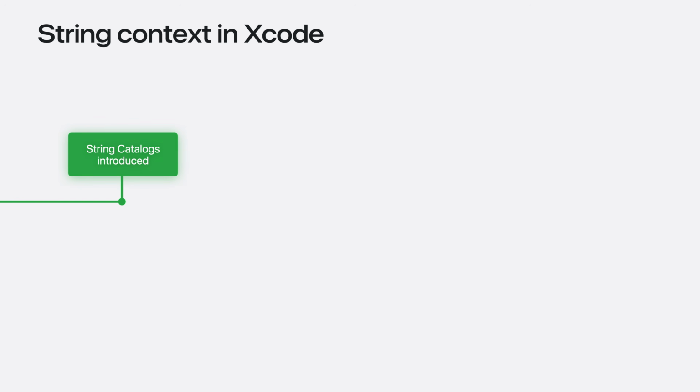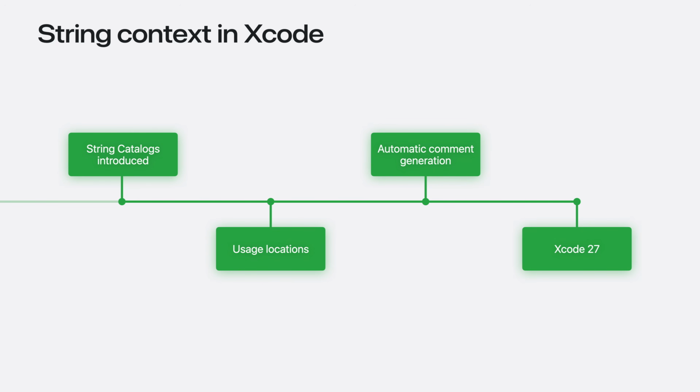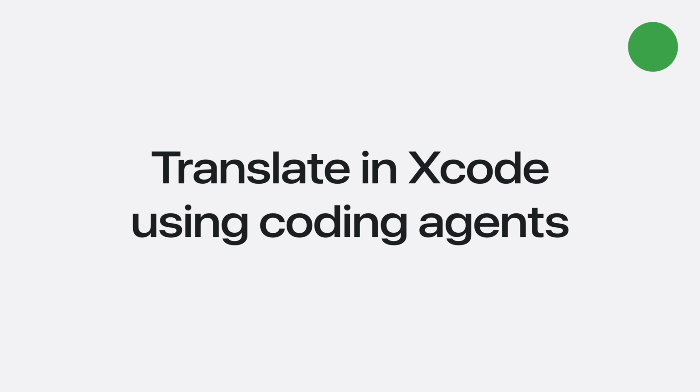The good news is, Xcode has been gaining context about your strings since the introduction of string catalogs. 2 years ago, string catalogs started tracking where in code your strings are used. Last year, they started tracking how your strings are used, so they could automatically generate descriptive comments. And this year, we're excited to bring all of that context together. Beginning in Xcode 27, you can now translate your strings directly in Xcode using coding agents.